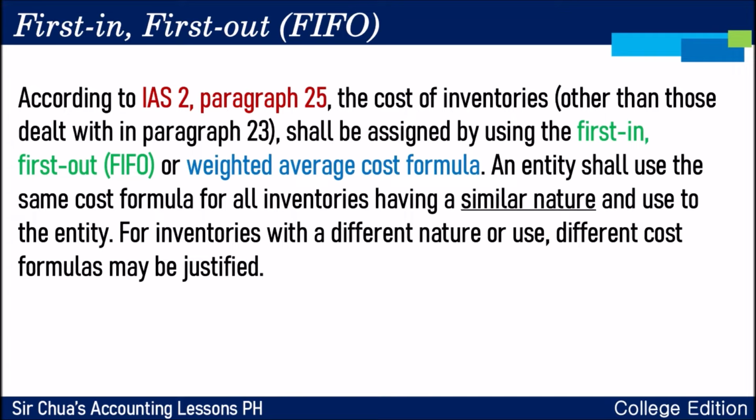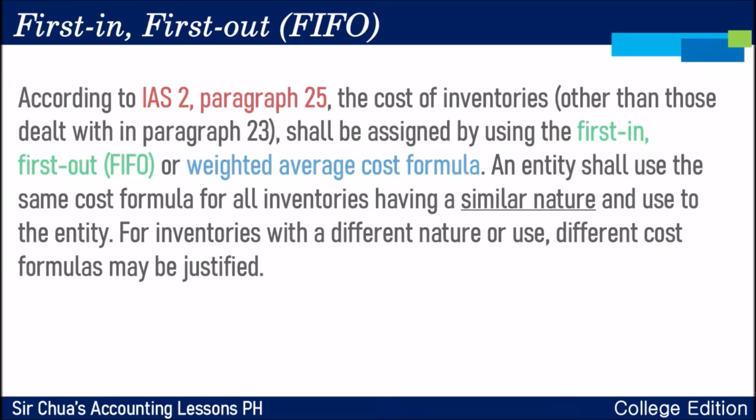An entity shall use the same cost formula for all inventories having similar nature. So, pwede po natin gamitin ang FIFO or weighted average kung pare-pareho lang naman tayo ng produkto. Similar nature. Okay? For inventories with a different nature or use, different cost formulas may be justified.